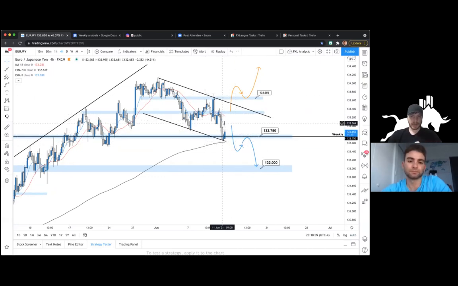So ideally, I'd like a little more of a push. I want to get below this 200. I want to get below the weekly, and then obviously lower highs to confirm that break, right? Right below 132.75.